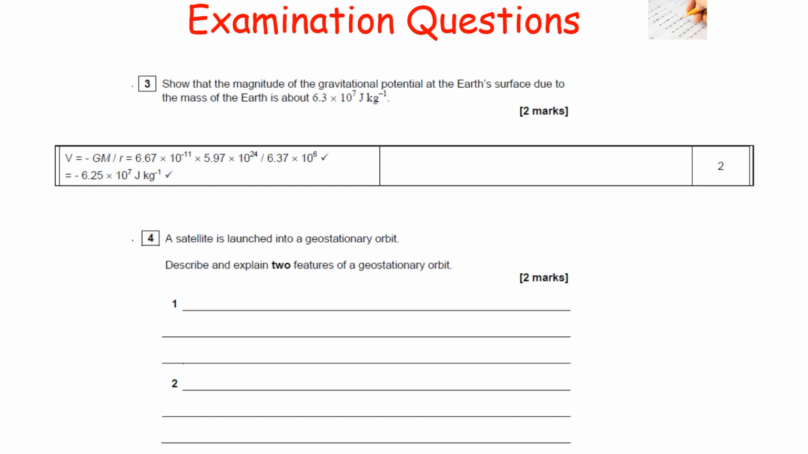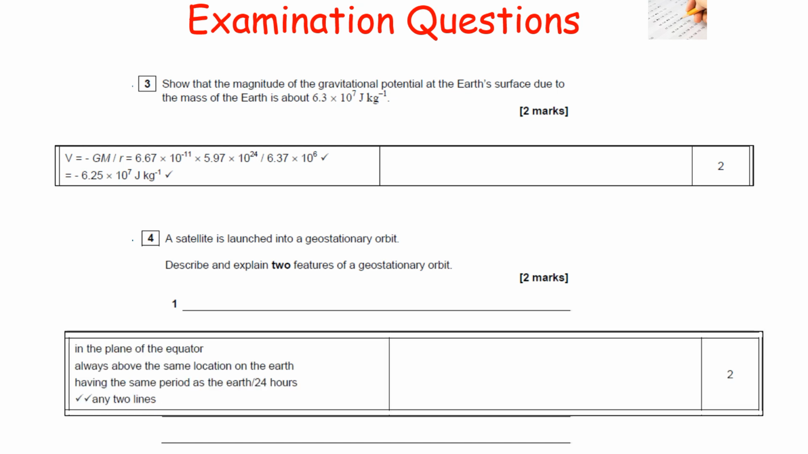Now the next question is just asking for some facts about geostationary orbits, which you've got to memorise. So a geostationary orbit is in the plane of the equator. It's always above the same location on the Earth, and they have the same time period as the time it takes for the Earth itself to rotate, because it's always above the same point on the Earth. It's always 24 hours above it.